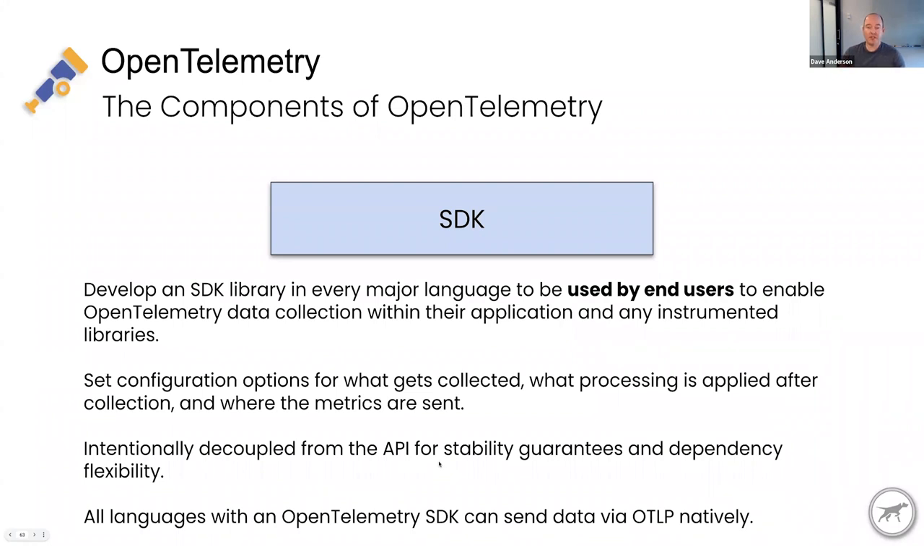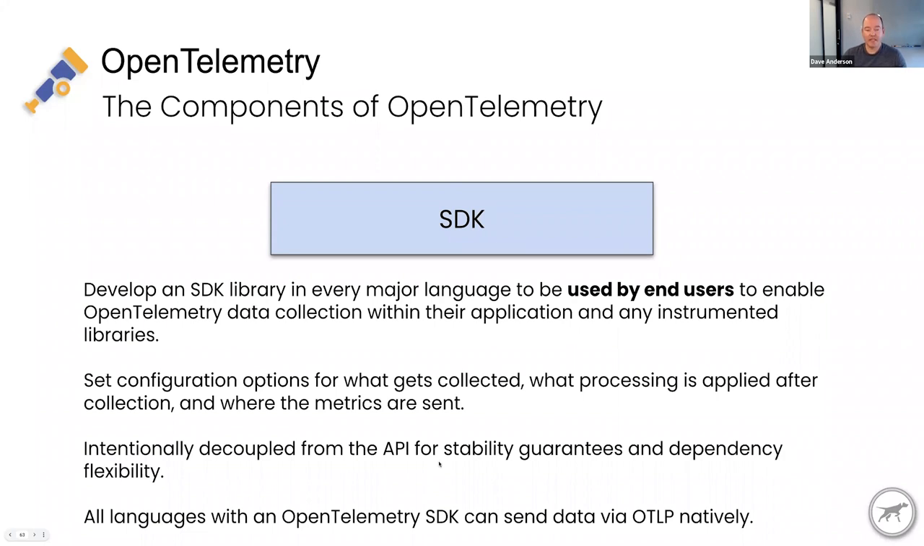The SDK piece was intentionally decoupled from the API piece, so they're separate packages in every single language. The purpose is to make sure that the API is super stable and the SDK, where the user-facing interfaces are, can evolve and change in a quicker fashion as needed. So in every major language, this is intended to be used by the end users in your applications that then serve your users, right? And you can enable the OpenTelemetry data collection using the SDK and start consuming the OpenTelemetry data emitted from any of the libraries that you use.